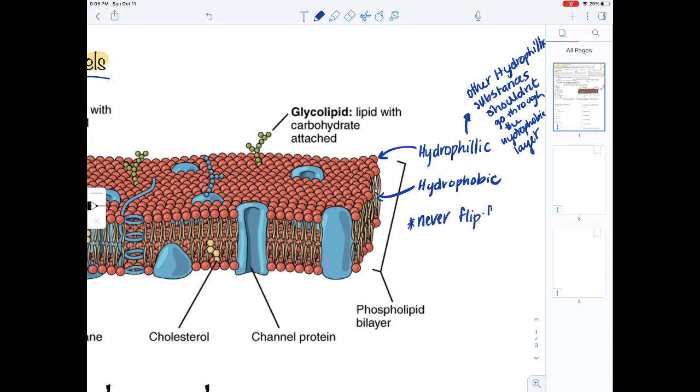This also ensures that within our plasma membrane, our phospholipids are never going to flip-flop to the other side, because that would involve the hydrophilic head having to cross through that hydrophobic area. So they're not going to be flip-flopping and switching sides, because they're not going to want to have to go through the inner hydrophobic area.